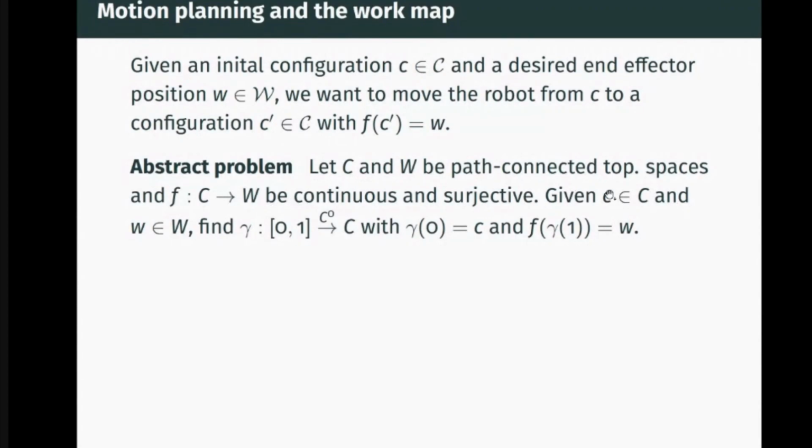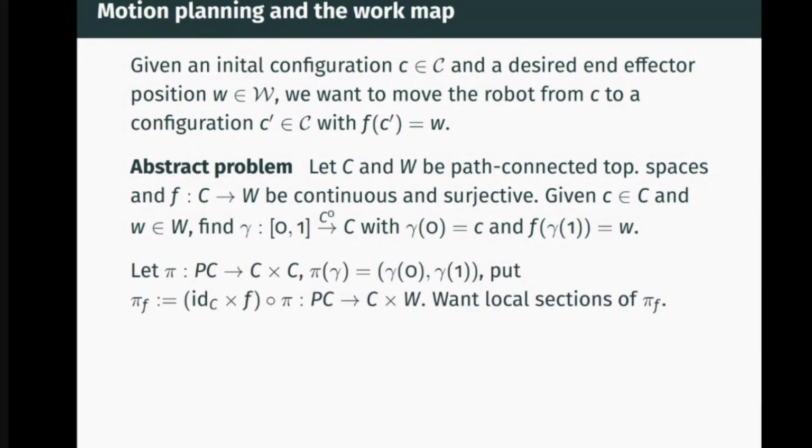So given the configuration C and some w in W, we want to find a path, so a continuous map from [0, 1] to C, which starts at C and which has the property that f of the endpoint is w. So this is what we want. And if we have this problem, then again we can ask: can we do this continuously in some sense? And for this purpose, we need to introduce a further map.